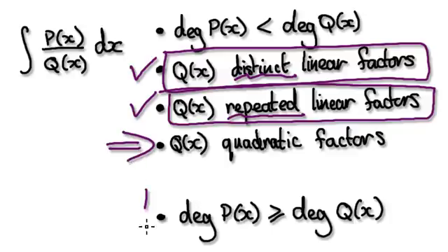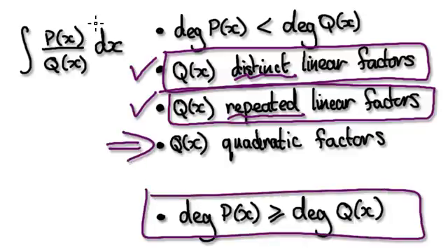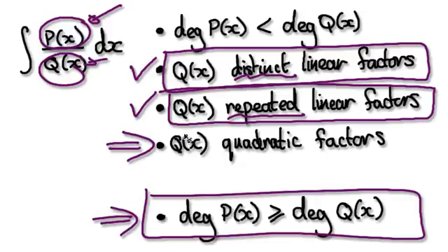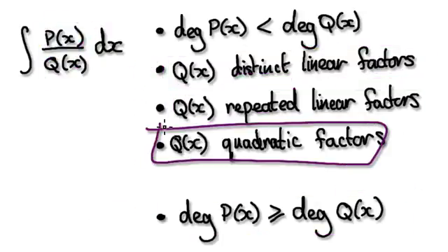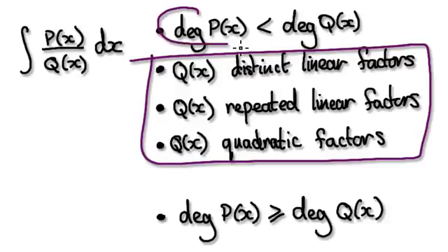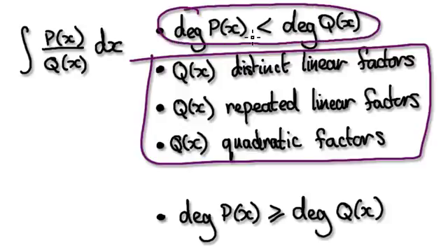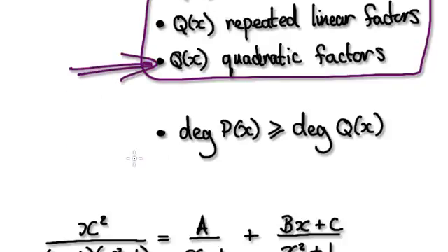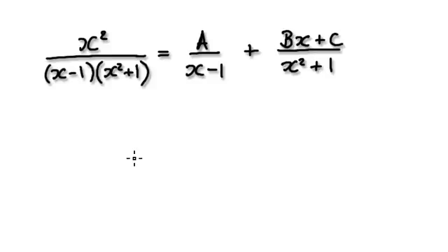In the future, we will look at a case where the degree of p is bigger than the degree of q. So this here is for the future, but in this video we will look at this. Okay, so in all these three cases here, we demand that the degree of p must be strictly less than the degree of q. So let's just give you an example.